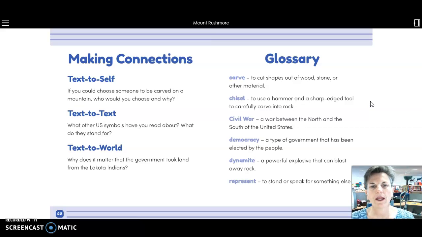Okay, so at the end of the book, we have our making connections. And you can think about some of these questions. If you could choose someone to be carved on a mountain, who would you choose and why? That's a really cool question. I like that question a lot.